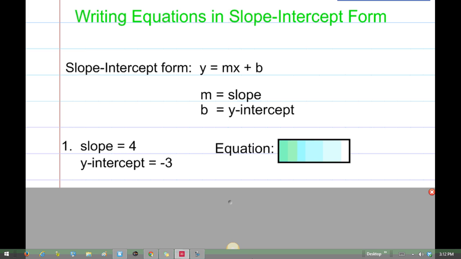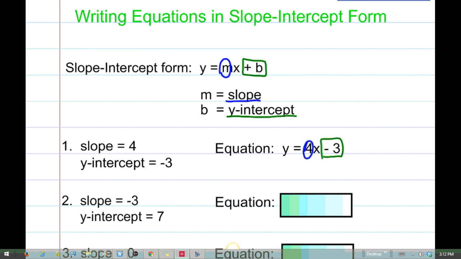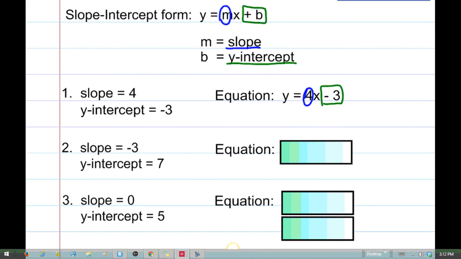So if I give you a slope of 4 and a y-intercept of -3, the equation will look like y equals 4x minus 3. I can see that the 4 is the slope, and I can see that the -3 is the y-intercept. Here are a couple of other examples.